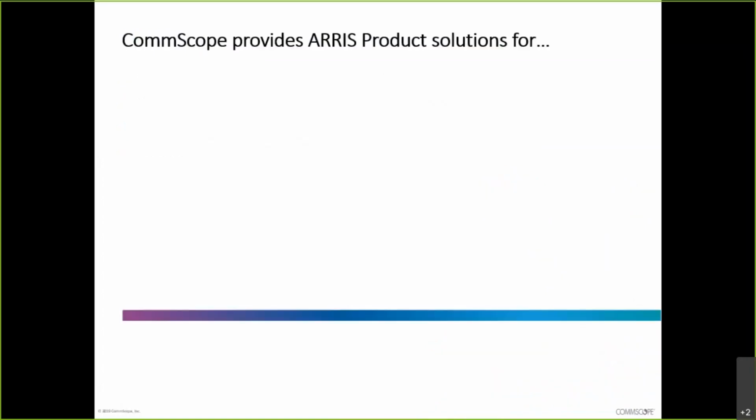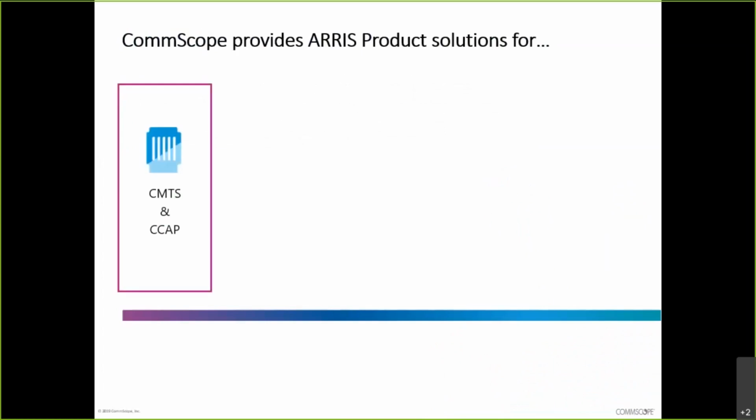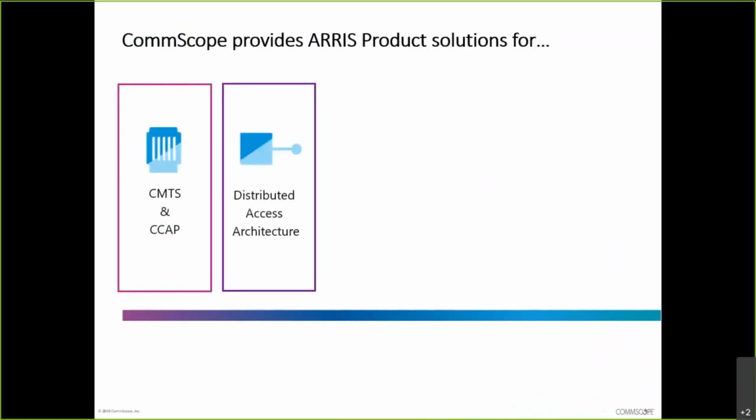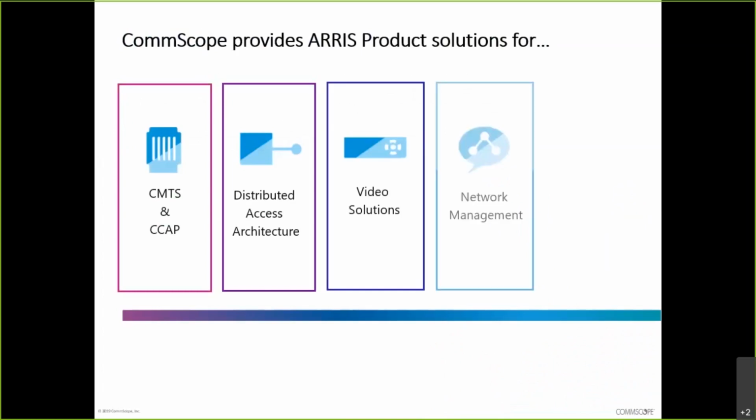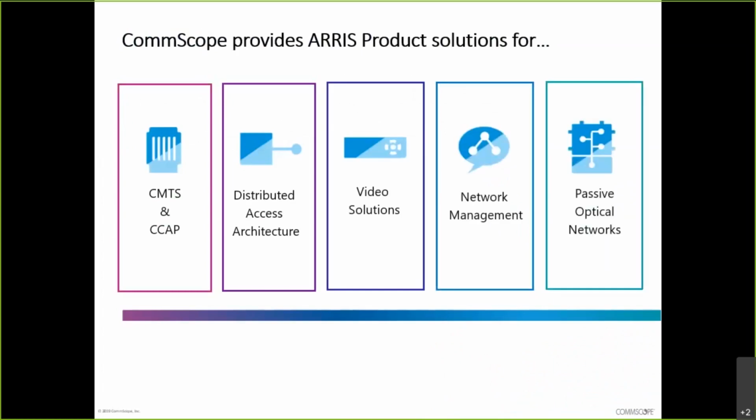CommScope provides broadband network solutions with a variety of ARRIS products. Those categories include CMTS and CCAP, distributed access architecture, video solutions, network management, passive optical networks, and much more. Today we'll be focusing on the CMTS and CCAP solutions, and much more specifically, the E6000 CER. Now I'll hand things over to Tom to lead us through.